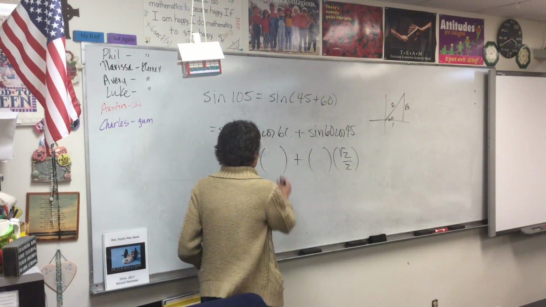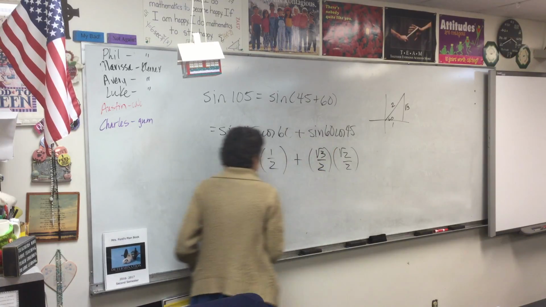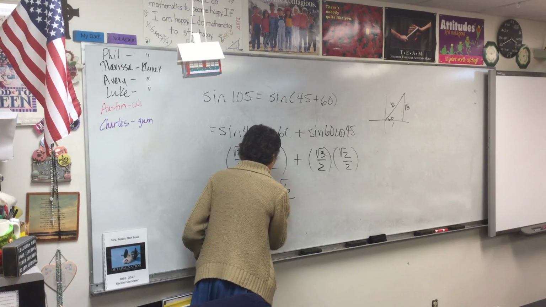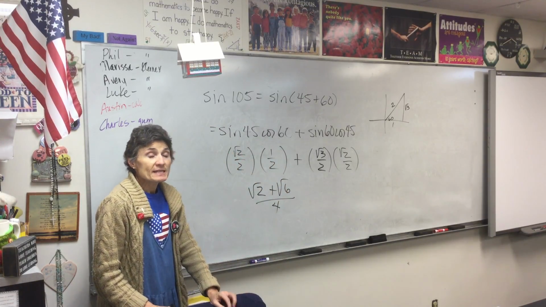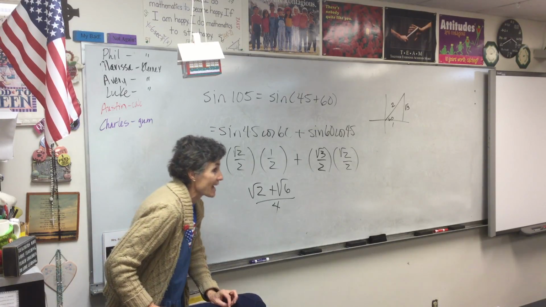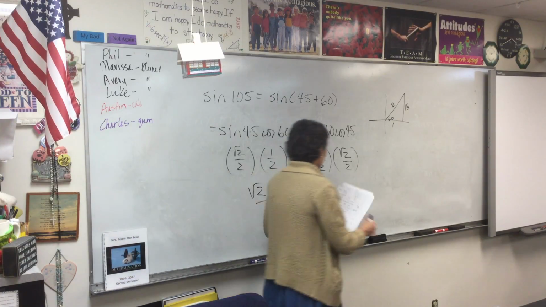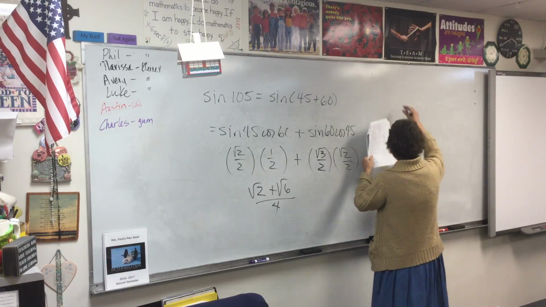Alright, cosine 60, 1/2. Sine 60, root 3 over 2. Here we go. Root 2 plus root 6 over 4. We've seen answers like that before, right? Every time we do one of these, that's what happens. Alright, one more on this page. And we got another page to do, then we'll do something different.